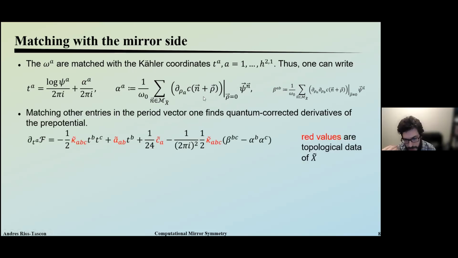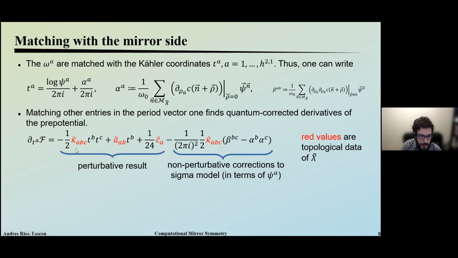Once we match the rest of the entries in the period vector, we actually get a quantum corrected derivative of the prepotential on the Kahler side. We find this expression over here, where the red values are just the topological quantities of X tilde. Here, kappa are just intersection numbers. This is a matrix that depends on intersection numbers. And this is from the second Chern class.